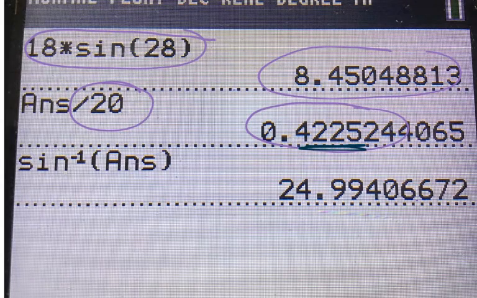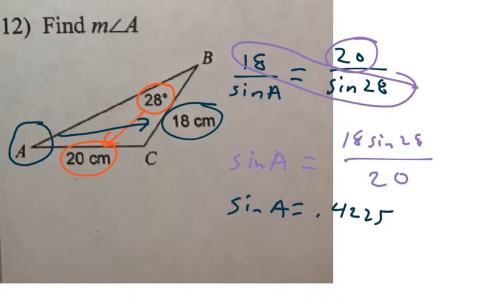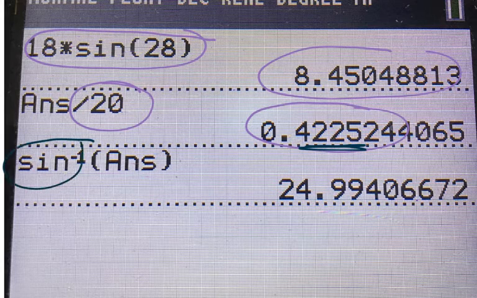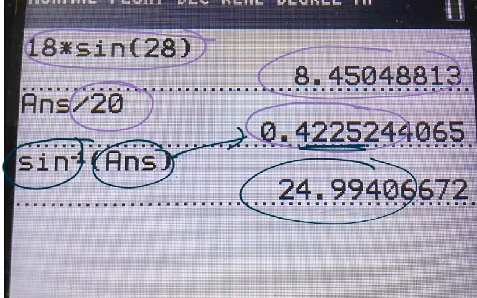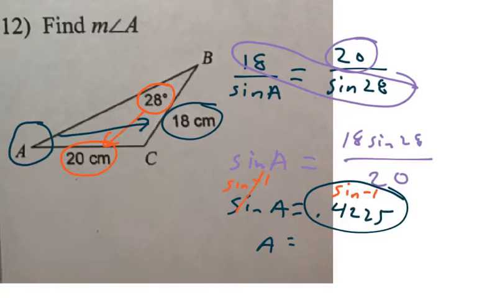0.4225. Now, again, leave that in your calculator, because the only thing we need to do now is the sine inverse on both sides, right? Now we know that A is going to be whatever the sine inverse of 0.4225 is, right? And so the sine inverse of our answer is this. Now, I hope you agree, we would simply round off to 25 degrees. So we just figured out, guys, that A is 25 degrees. Pause the video.